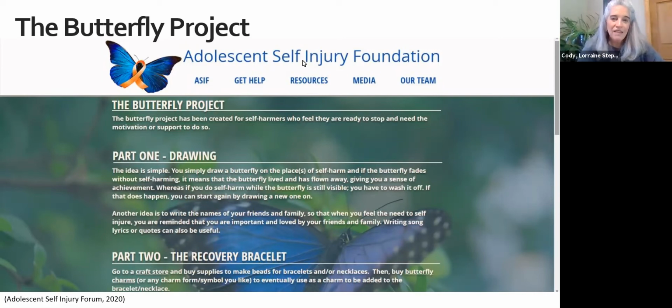And then there's that awareness of somebody's got a butterfly, only usually it's covered up. It's their personal butterfly that they know about. So it is one way, one tool of addressing that self-harm. So you can look at that and kind of explore what the Butterfly Project's all about.